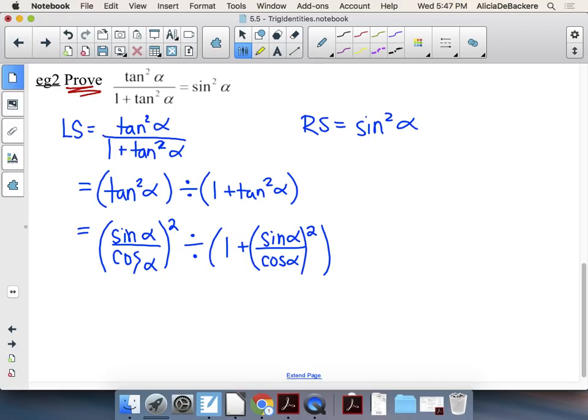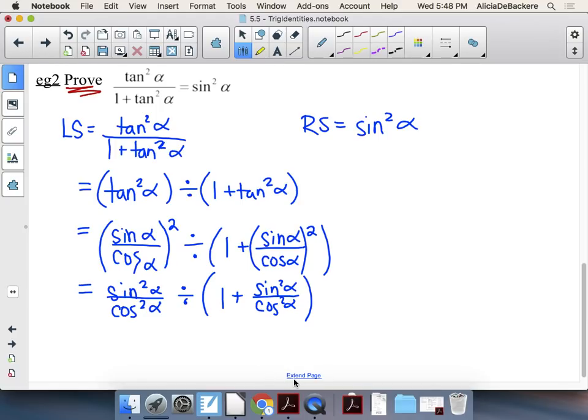It got a little messier here. This isn't really helping. Remember that the whole time I'm thinking this is a puzzle. I need to make this whole big mess look like sine squared of alpha. So now what I'm going to do is bring those squarings into the fraction. Don't forget when you're squaring a fraction, that means you square the top and square the bottom. So this is the same as sine squared of alpha over cos squared of alpha. And I'm dividing by 1 plus sine squared of alpha over cos squared of alpha.